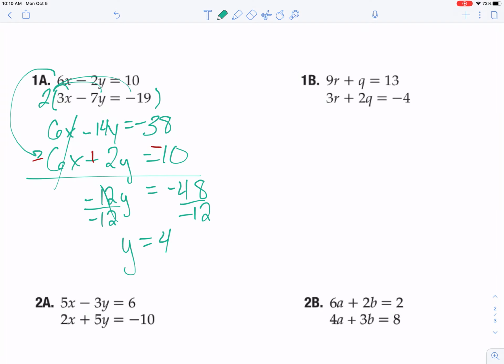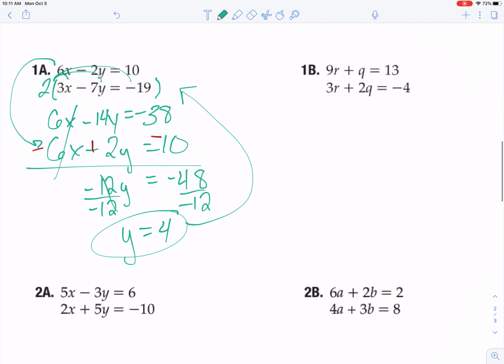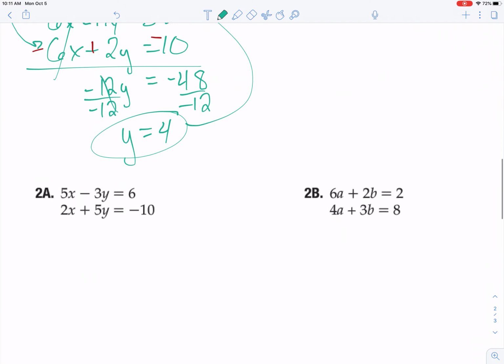If we had made the top one negatives, like if we multiplied by -2 and so all those signs were flipped, you would have ended up with a positive 12y equaling a positive 48. Positive divided by positive makes a positive 4. Negative divided by negative makes a positive 4. Same answer either way. Okay, then you're going to come back up, plug back in. You guys know how to do that, so I'm going to move on so that you can see another weird example.